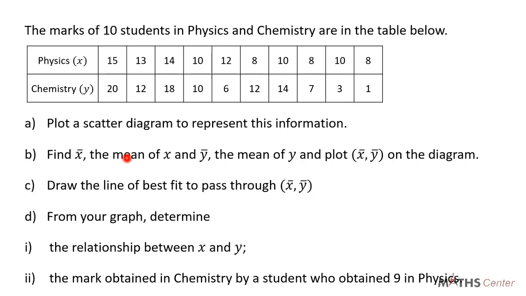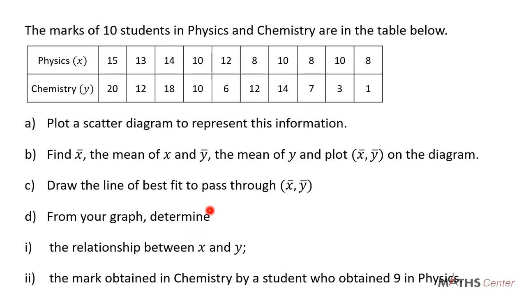Find x mean, the mean of x, and y mean, the mean of y, and plot x mean, y mean on the diagram. C. Draw the line of best fit to pass through x mean, y mean. D. From your graph, determine I, the relationship between x and y, and II, the mark obtained in chemistry by a student who obtained 9 in physics.